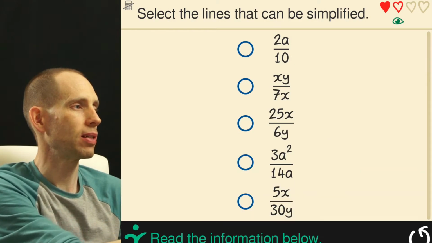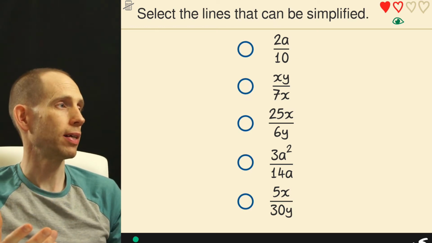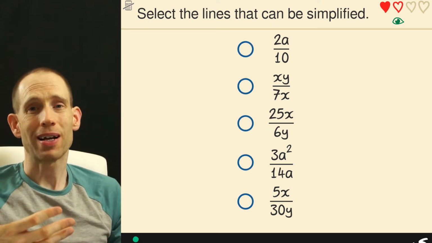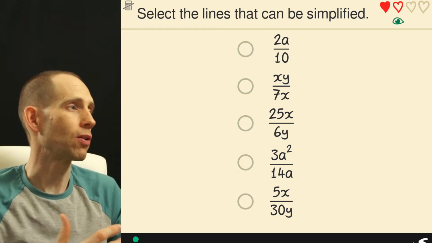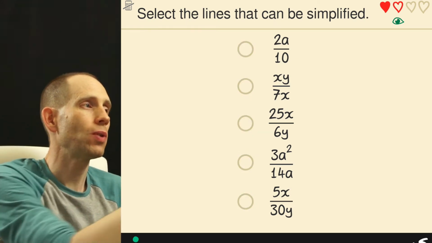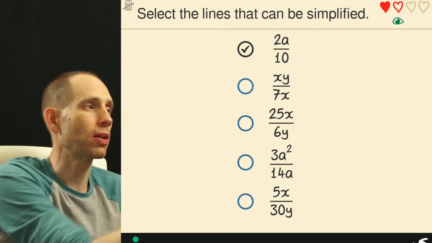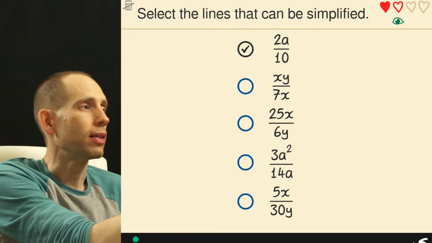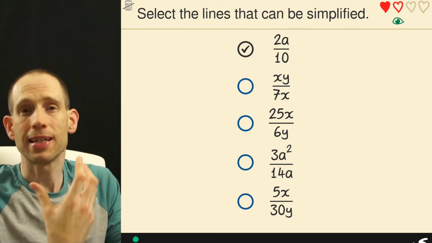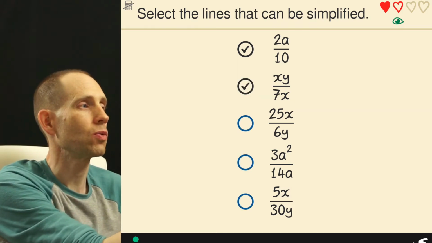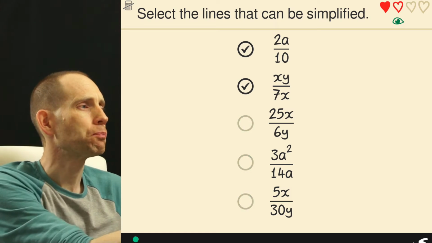Okay, so let's have a look at this particular question. It's asking us, select the lines that can be simplified. So I'm looking for anything that's got common factors in the top and in the bottom, where the same factor appears in the top and the bottom of the fraction. So this first one, 2a over 10, both 2 and 10 have a factor of 2, so I think we can simplify that one. The second one, xy over 7x, both the numerator and the denominator have an x, so those would cancel out, as long as x isn't 0, which we'll assume it isn't.